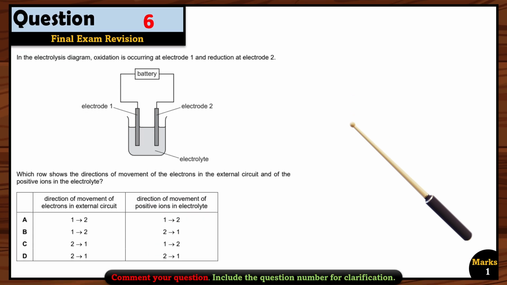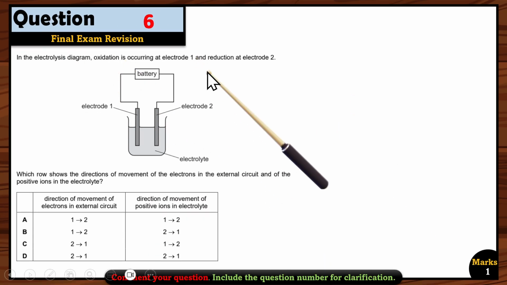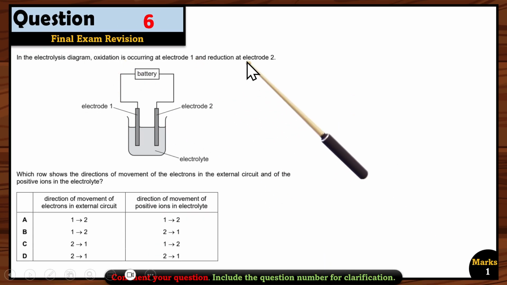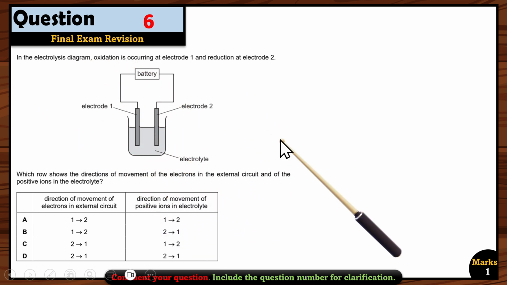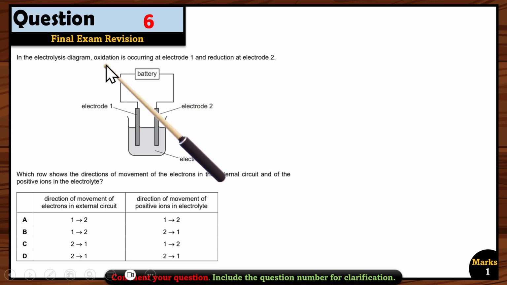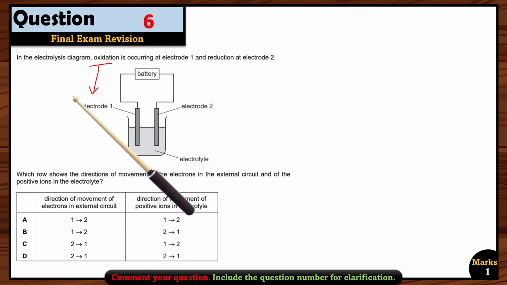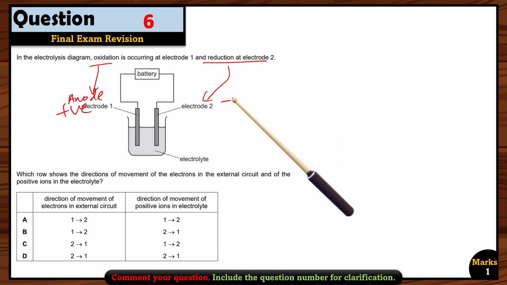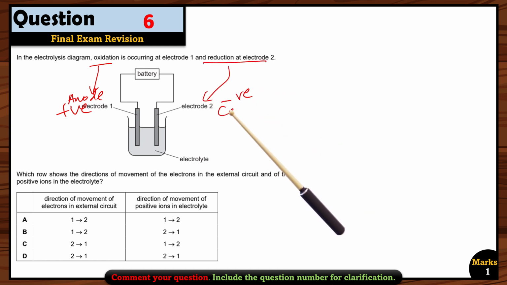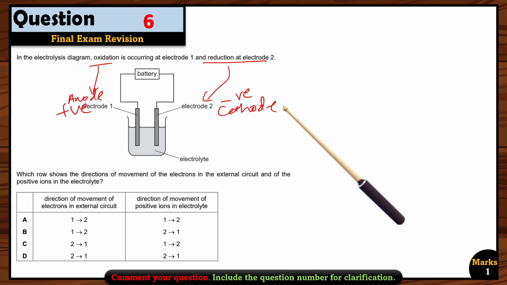Question number 6. In the electrolysis diagram, oxidation is occurring at electrode 1 and reduction at electrode 2. So they have told you that they did not give you the signs, the negative or positive. You have to decide based on the information. The information says oxidation is occurring at electrode 1. So oxidation occurs at the anode. So this is your anode, the positive one, right? And reduction at electrode 2, so it is negative. This is the cathode, right?